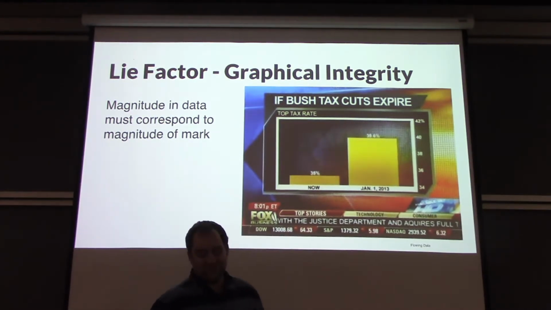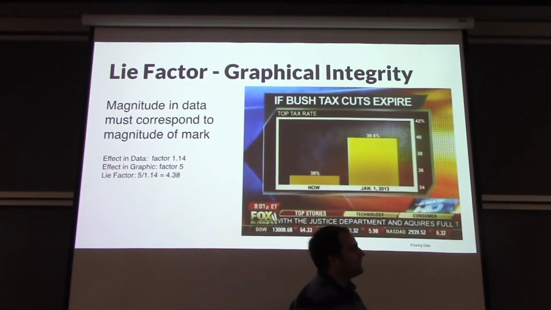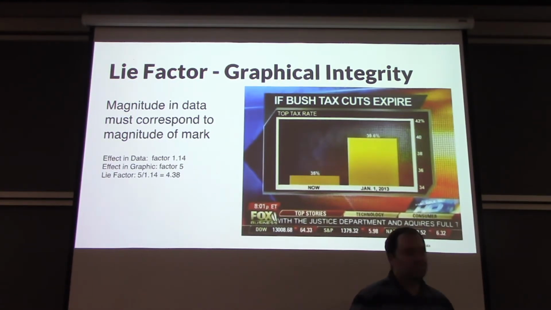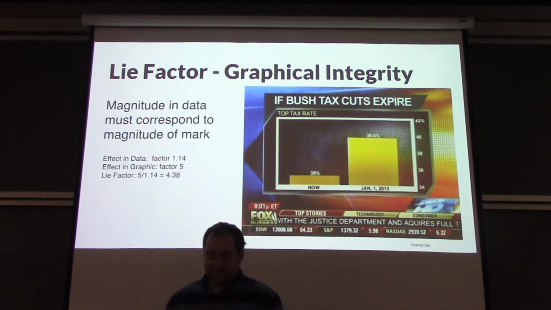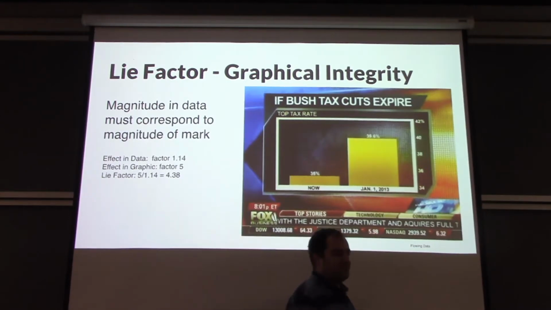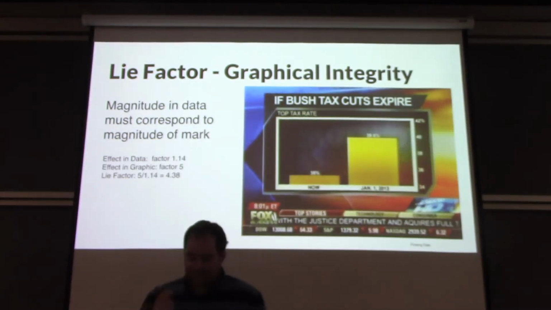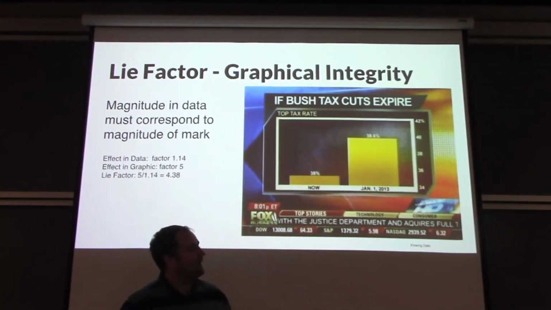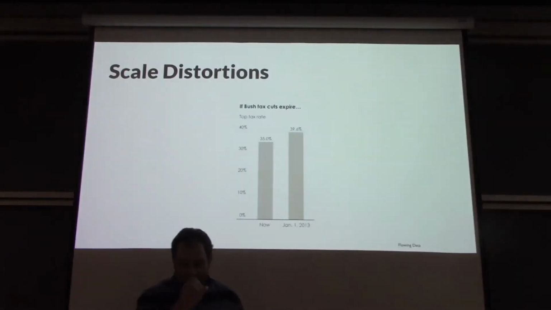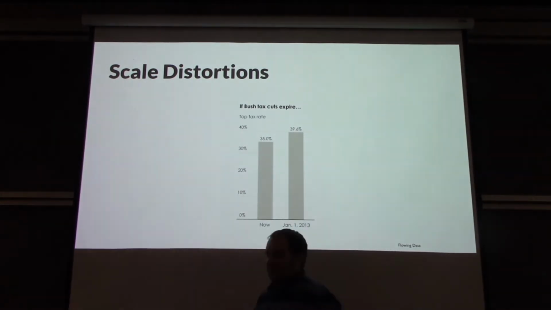Exactly. So if we calculate the lie factor for this chart, we have the effect in the data. The effect in the data is a factor of 1.14. So there's like a 14% increase. If you think of it like that, the effect in the graphic is roughly a factor of 5. So 5 divided by 1.14 is a lie factor of 4.38, which is of course bigger than 1 and therefore not a great idea. And we'll be talking more about scales later and how to properly design these scales. Here is an example of if you use the zero-based scale, that graphic would look a lot less dramatic.